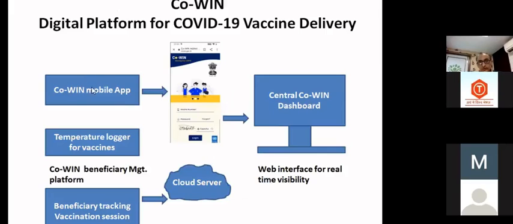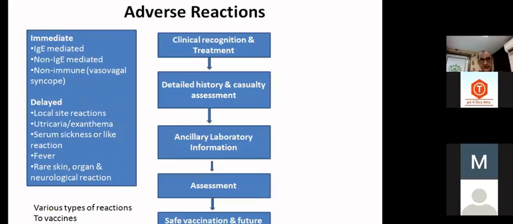So they will log on to this platform, and the data entry, the temperature entry, everything will be done electronically, and it can be monitored from one point. It will go into a computer network server, the cloud server, which will be connected through a web interface. So anybody who is authorized can log into the system and see what is happening across different centers. So this is something in a nutshell about the COVID vaccination strategy.